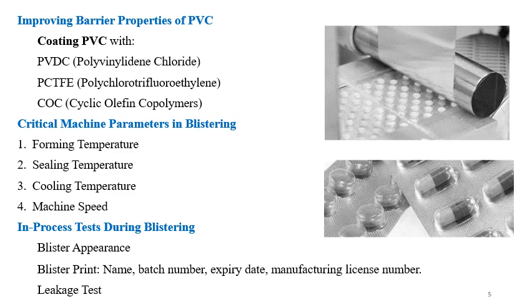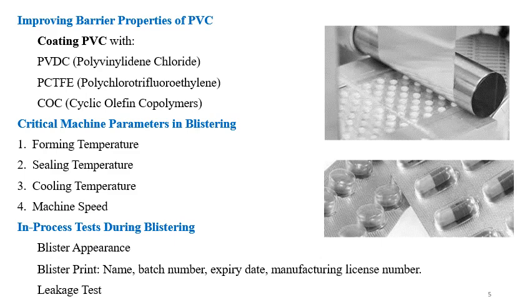Improving barrier properties of PVC. So along with the aluminum packs, PVC packs are there, PVDC packs are there, PVC PVDC are there, triple laminated blister packs are there, and many other packs which provide different protections and are used based on the material requirement or formulation requirement.